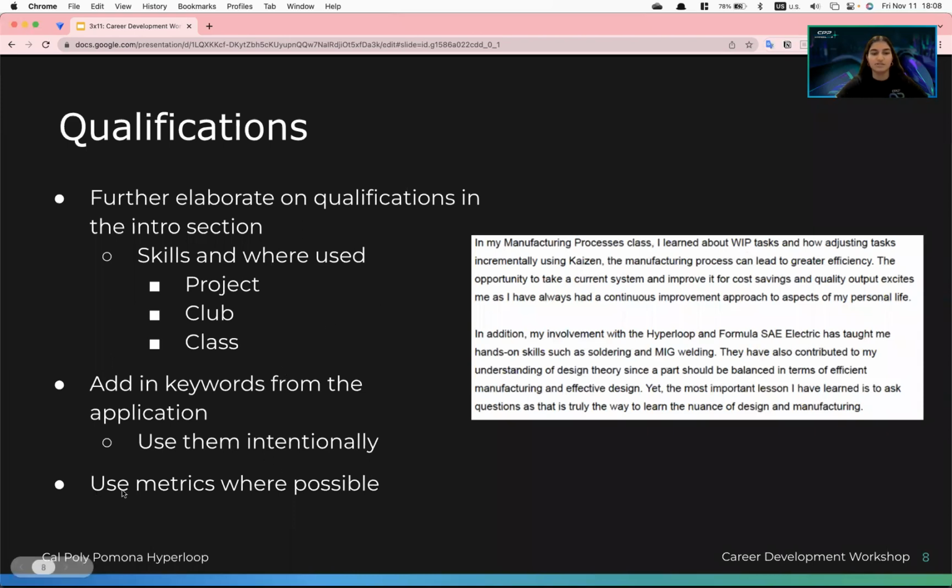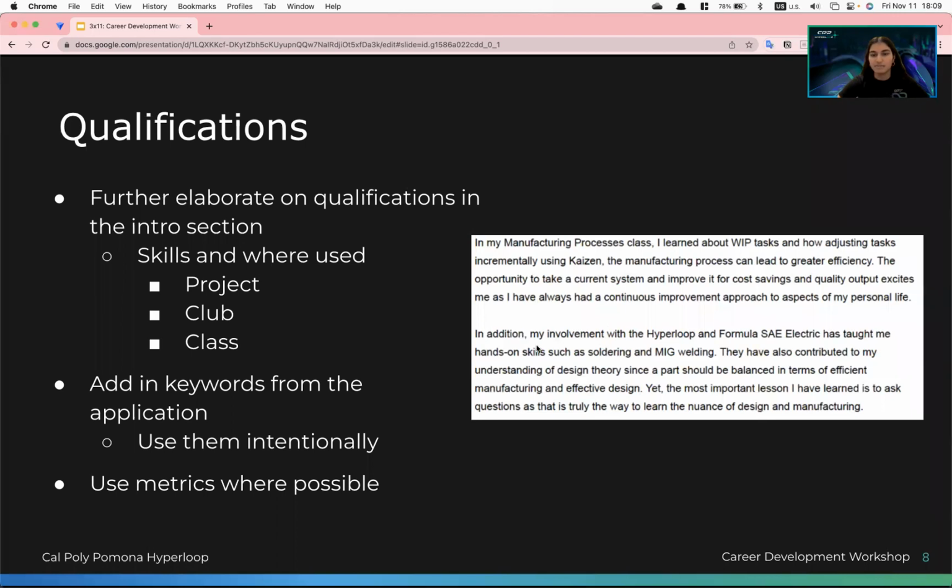And then the last thing is use metrics where possible. In these two, I didn't use any metrics, but if you can say you were working on a project and I improved the aerodynamics of a vehicle by 15%, and then include the numbers, that'd be good.